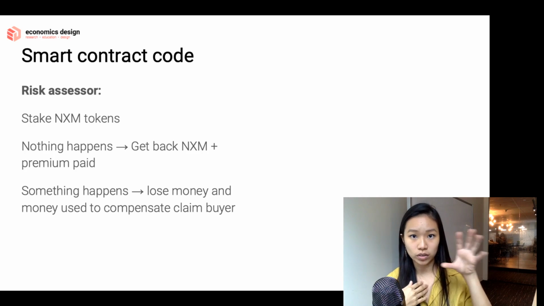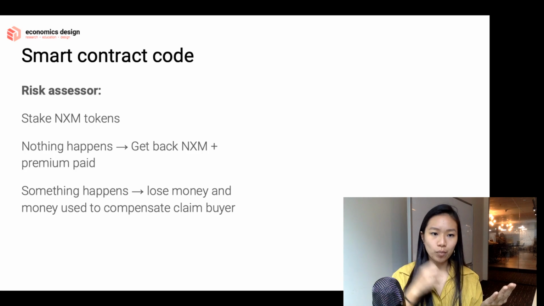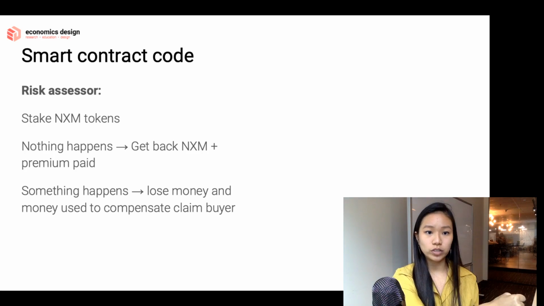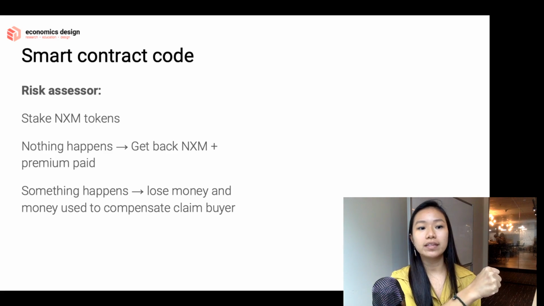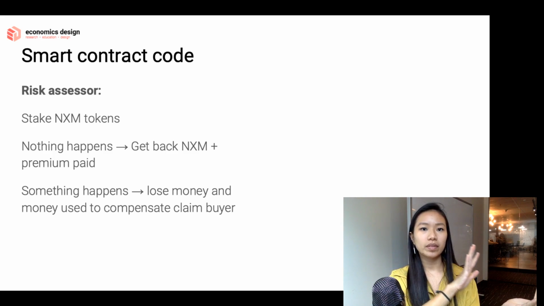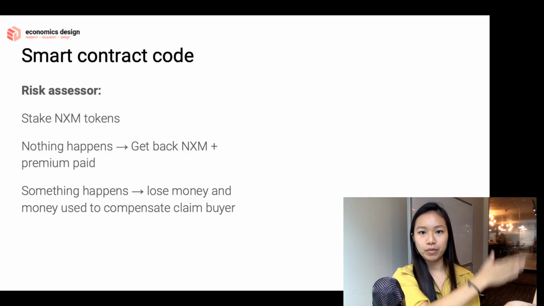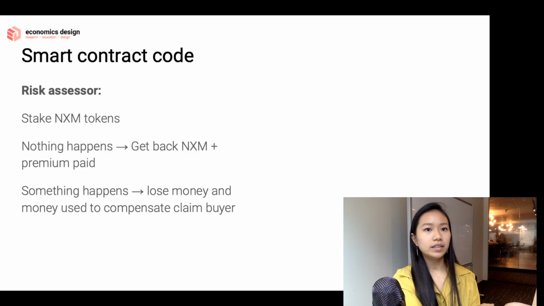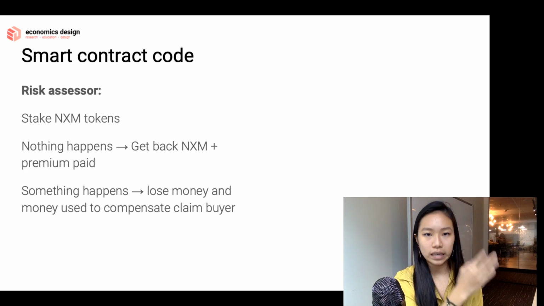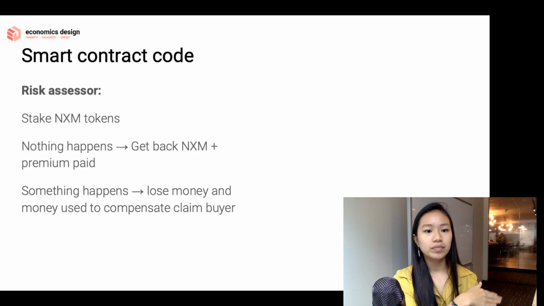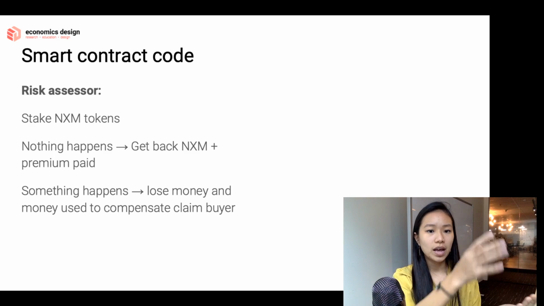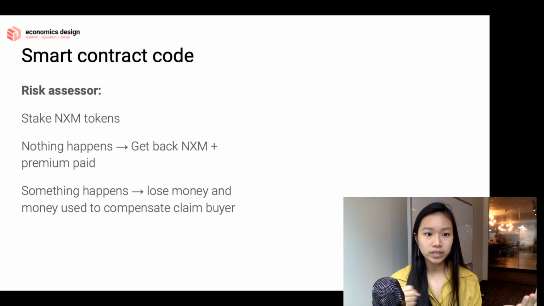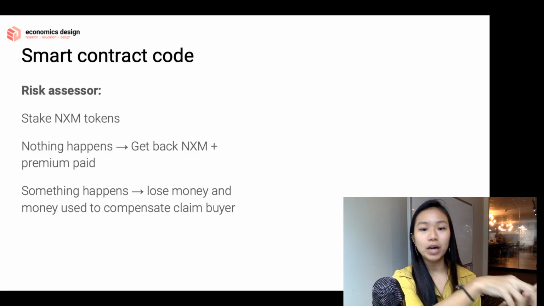NXM is the internal token of Nexus Mutual. I'm willing to stake NXM tokens into this pool. And that means I put my money where my mouth is. If I say that this is low risk, I put my NXM token here, and then you allow for that period to happen. Let's say the contract lasts for 80 days. 80 days happen and nothing happens, like no bugs or anything. I get back my NXM tokens, and for the premium paid, I get part of the premium paid as well.